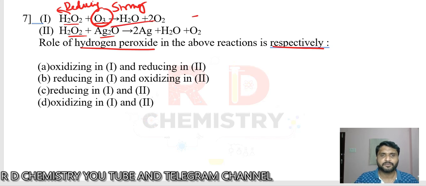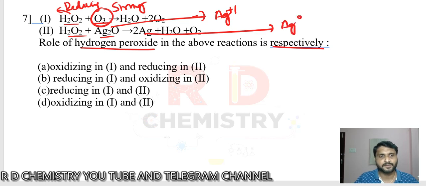Now see here, we are making silver. Silver is in the plus 1 state here and becomes silver in the 0 state. That means hydrogen peroxide made the silver ion undergo reduction. Therefore, hydrogen peroxide here acts as a reducing agent. So in both equations, it is reducing in nature. Therefore, the answer is option number C, right?